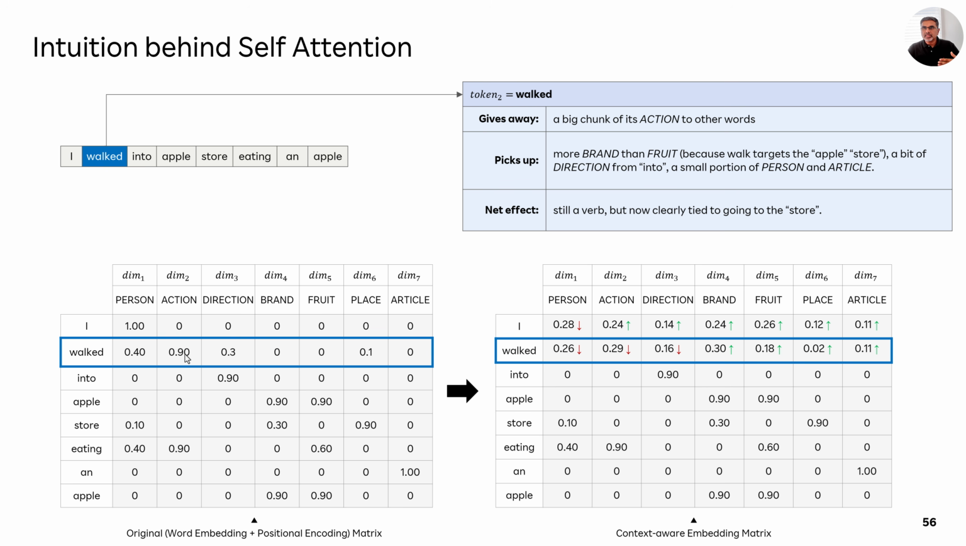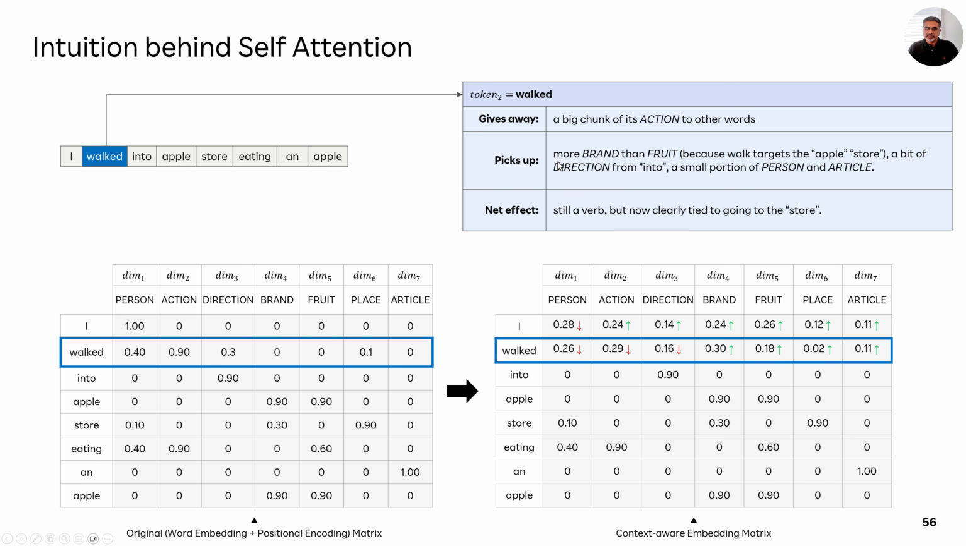And so on. So you essentially give away some value of your action to the other words, and you pick up other feature dimensions from other words, like a little bit of brand, a little bit of fruit, and all that. Because what you want to know is that the net effect is what? Walked is still a verb, so there's some action. But you also know that somebody is actually walking, they're doing that action. The word I is doing that action, and it is doing that action while directionally going into a brand called Apple. And it's also doing so while performing another action called eating simultaneously. A little bit of feature from even the fruit is also borrowed from this context.